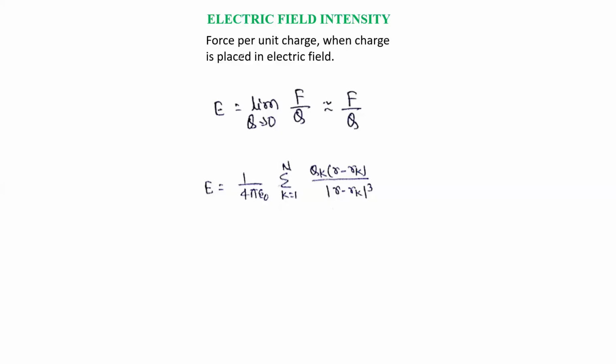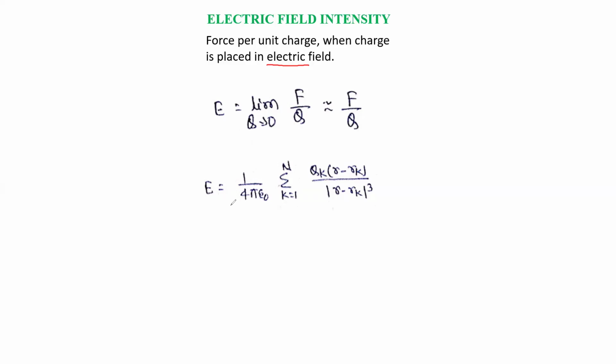The electric field intensity is the force per unit charge when a charge is placed in an electric field. So that's why E equals F by Q, and the limit Q tends to 0 means Q is not exactly 0 but tends to 0.